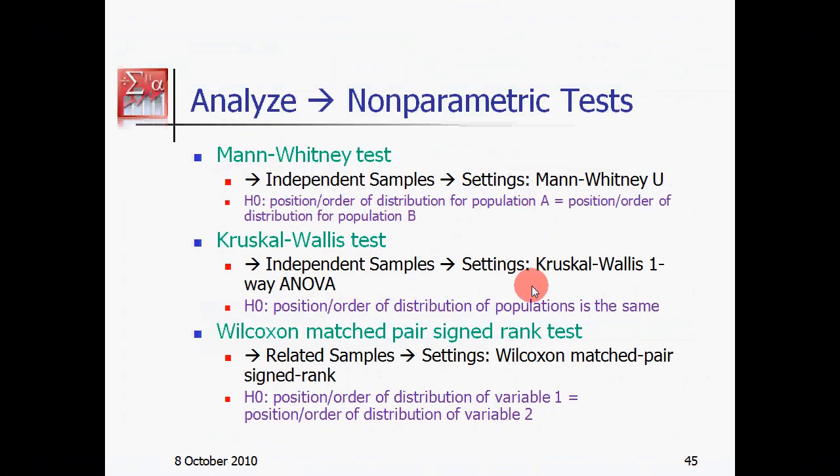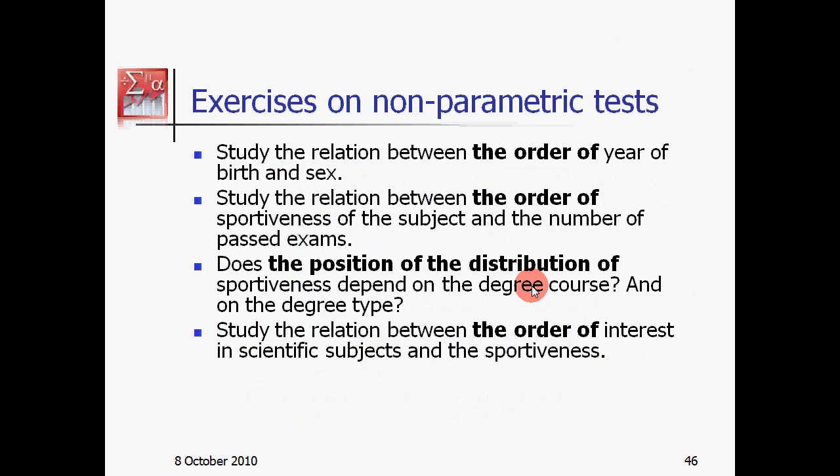Okay, again, other exercises. Whenever at the exam I talk about the order of or the position of, it's a clear and evident indication that you should use a non-parametric test. So the order of and the position of are non-parametric tests. The average, or if I don't specify anything, parametric test. So the order of, the position of, it's an indication that the test should be non-parametric. Okay, we stop here.